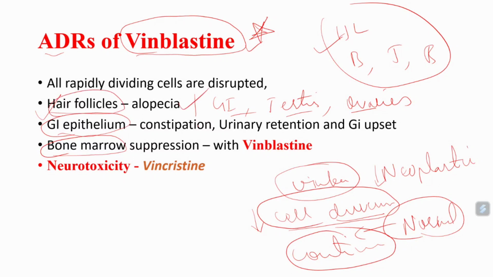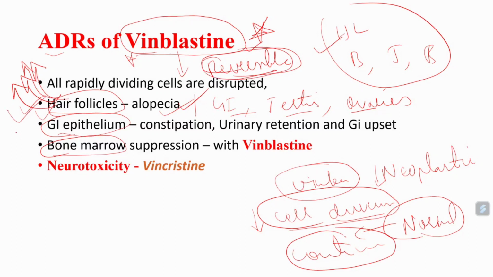This alopecia is reversible. Vinca alkaloids will cause alopecia. Vinblastine, and vincristin also, will cause reversible alopecia. When the drug administration is stopped, hair follicles will start developing again. Cell division will start again, the alopecia will stop, and hair growth can be seen. That's why alopecia is always reversible.